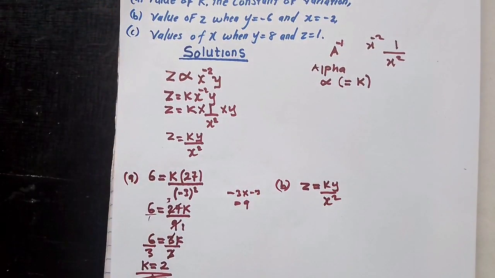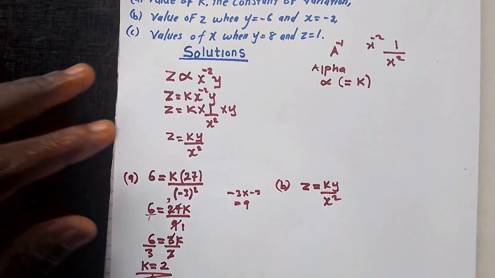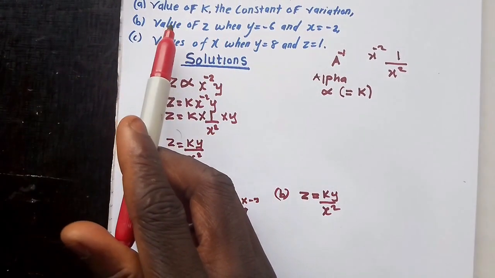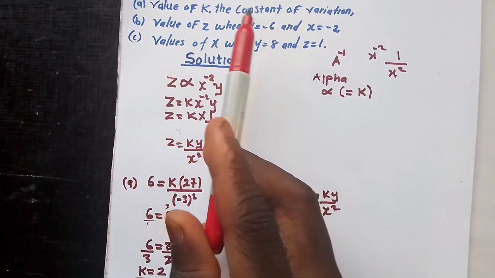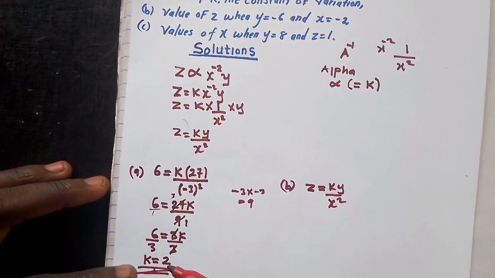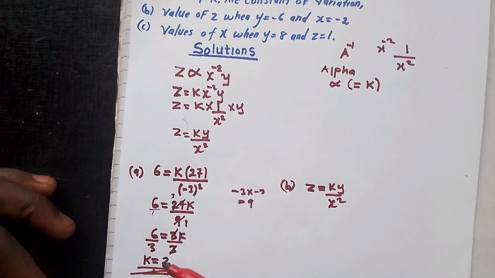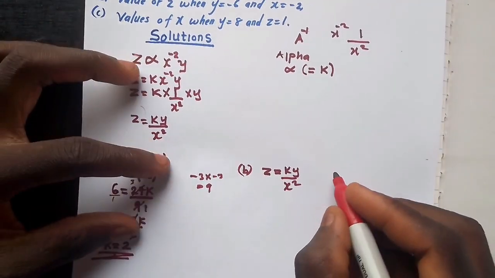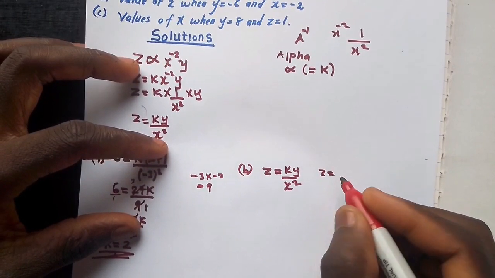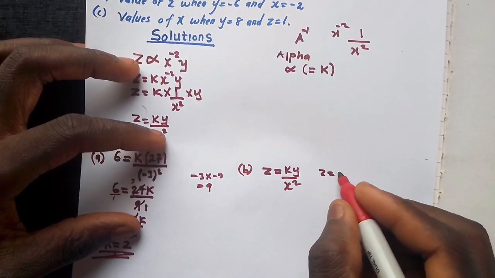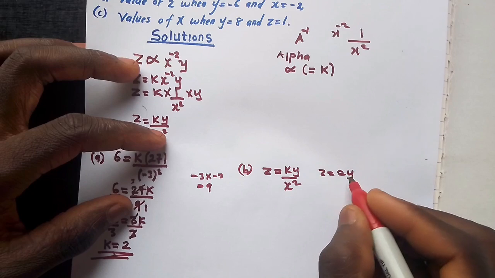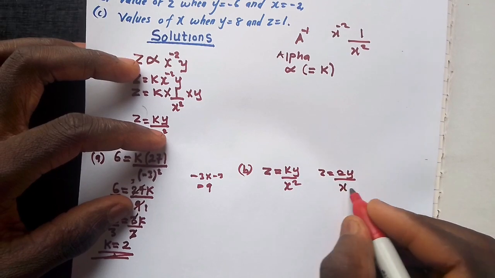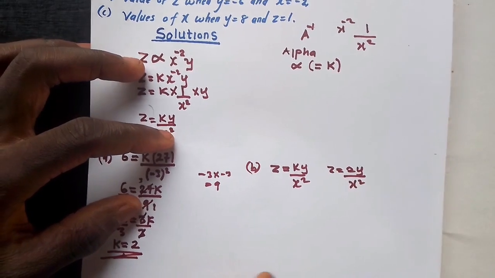Now on question B, do we have the value of k here? We don't. So we are going to use the same value of k that we have found on question A. So our new formula is going to look like this: z is equal to, where there is k, I'm going to put 2, then y over x to the power 2.